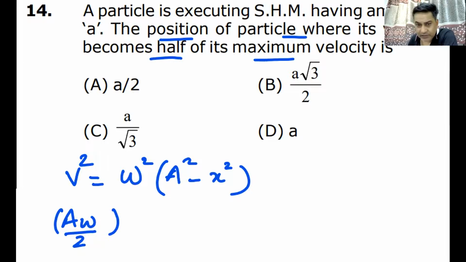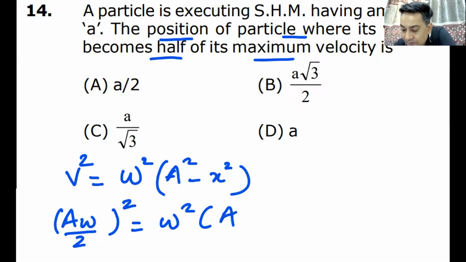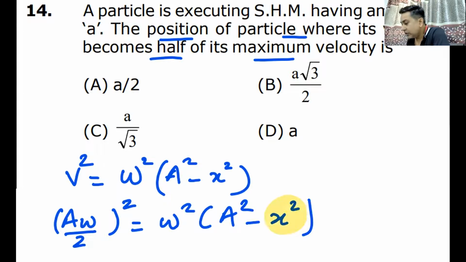I put in place of V, A omega by 2. So (A omega by 2) whole square should be equal to omega square into A square minus X square. This is a very simple equation that you can solve, and you can find the value of X. What is the value of X that will come from here? This value of X will be your answer. And from what I see, the value of X would be coming as root 3 by 2 A. Yes or no?